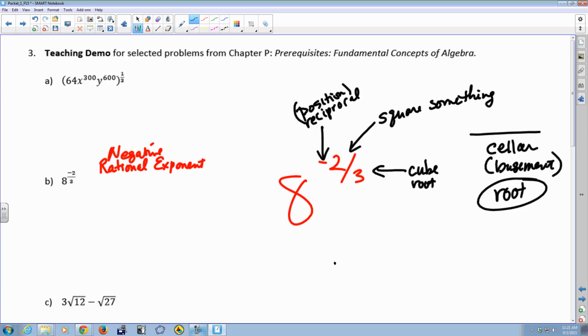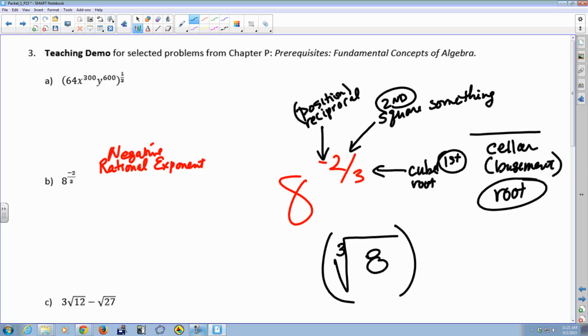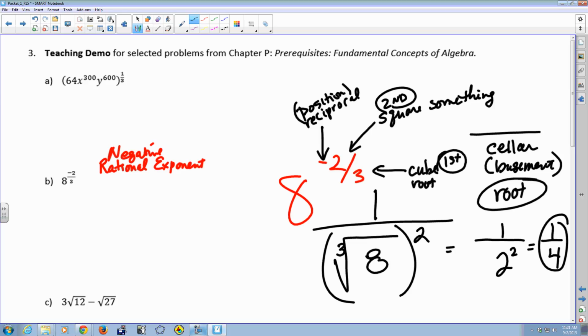So when I do something like this, I always do the root first because it makes the number as small as possible. So I do this first. I then apply my exponent second. And then I change its position by putting it in the denominator, which has a 1 in the numerator. And that's it. So it's 1 over 2 squared, because the cubed root of 8 is 2, which is 1/4.